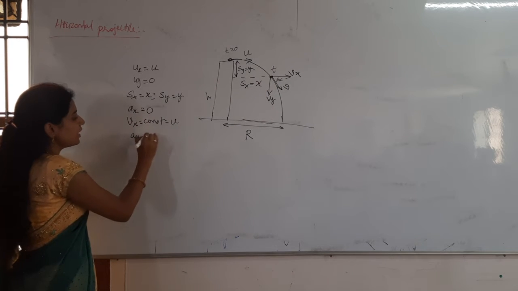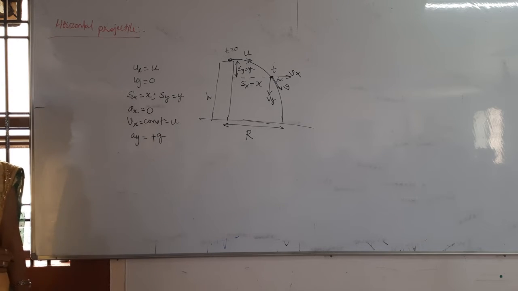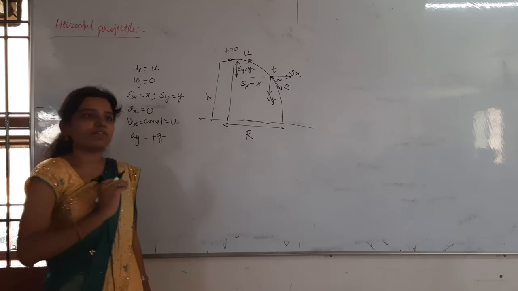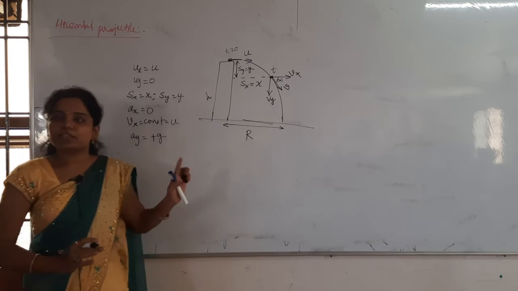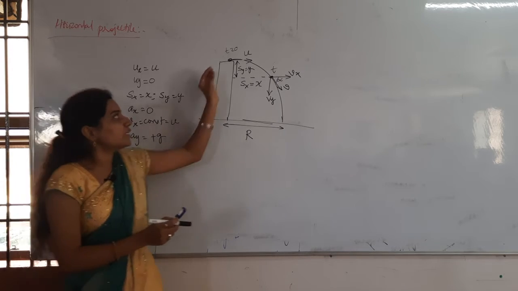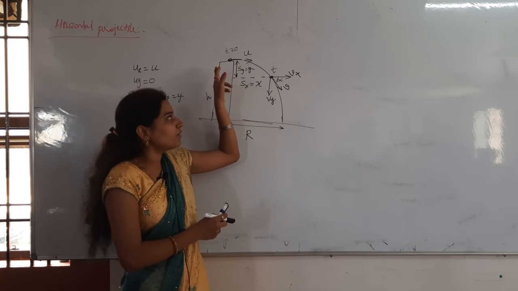And then ay is equal to what? Plus g. I am sorry. Ay is plus g. Why? Because we are projecting in the horizontal direction. Downward direction only it is coming. Whenever we are projecting in the upward direction, then ay will be what? Minus g.